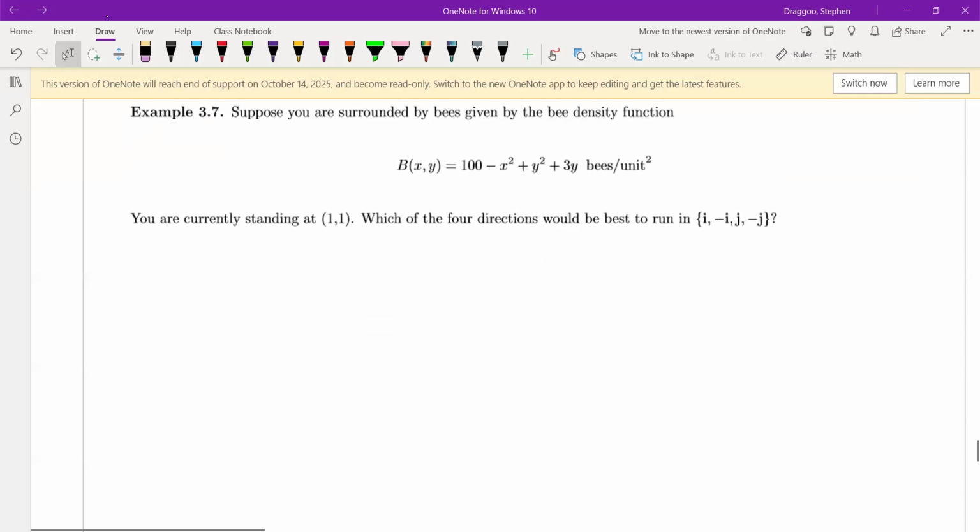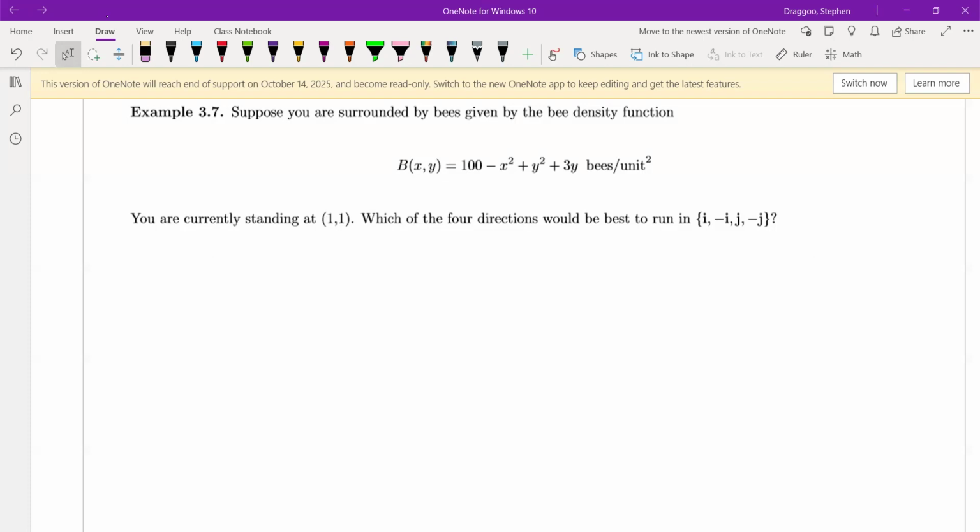So to emphasize that with an example, suppose you're surrounded by bees, given this bee density function. It tells you how many bees are surrounding you. In particular, this one is saying that there are like 100 bees per square unit right where you're currently standing. And if you move through space, in either an x or a y direction, the number of bees around you is going to change.